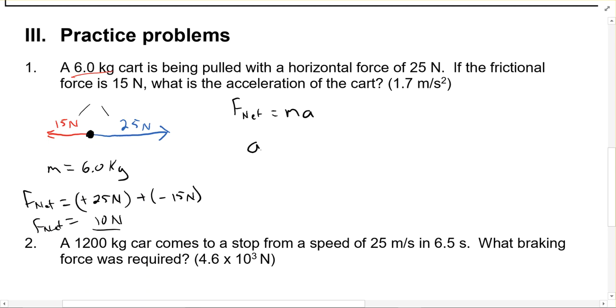So if you rearrange this formula, I've got A is equal to F net over M. So A is going to be equal to 10 newtons over 6 kilograms. So A is equal to 1.7 meters per second squared.